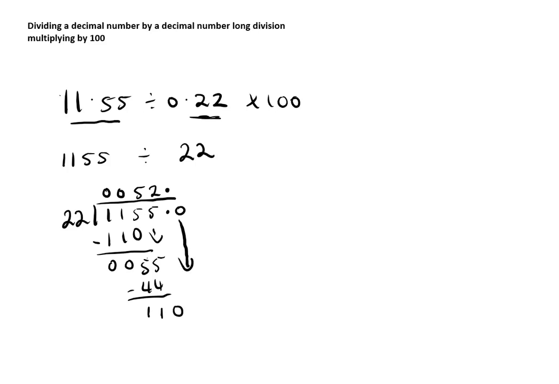Now we ask how many 22s are in 110. We've done that already. We found it was 5. So 5 22s. That's 110. Take them away, and we have no remainders.